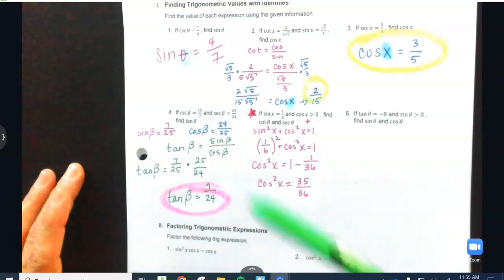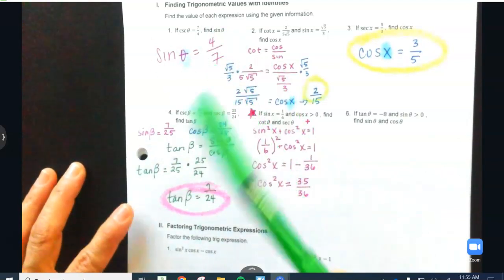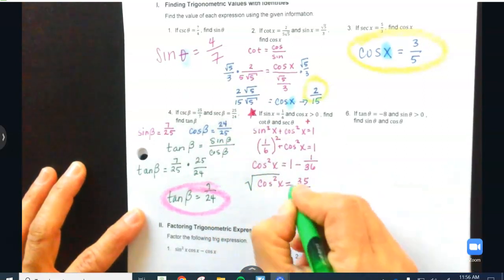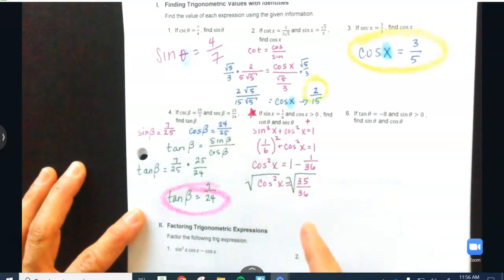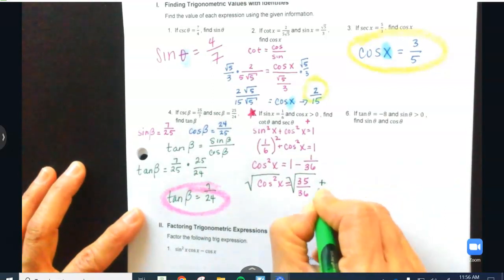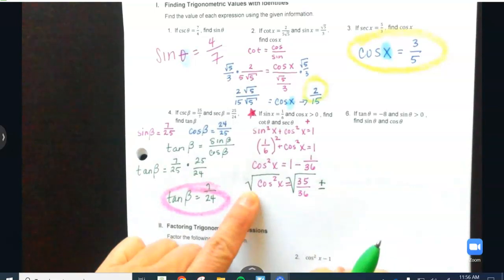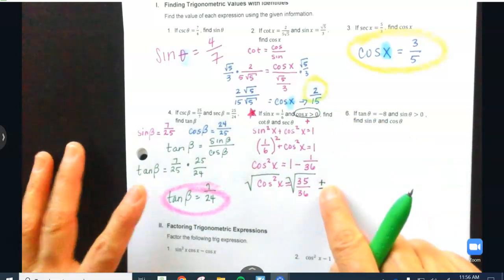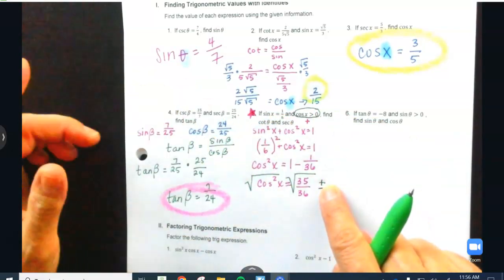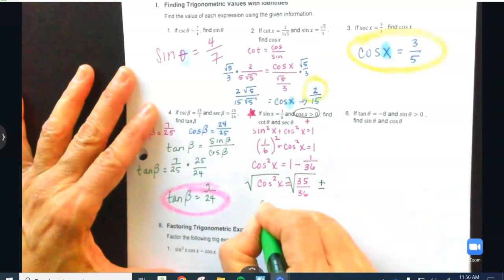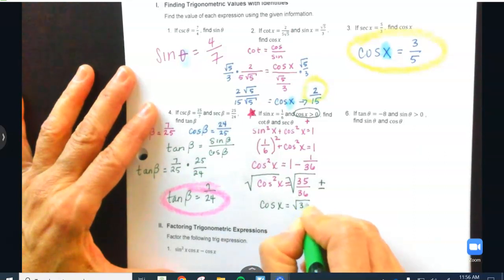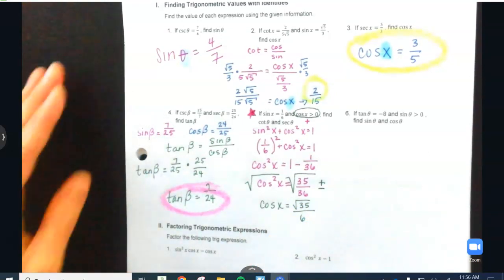So what we're going to do is take our pencil or our pen and draw a square root symbol. And remember, what do you draw when you draw a square root symbol? You should be thinking in your head plus minus, plus minus, plus minus. That is correct. You do draw that when you draw one of these. However, we're kind of off the hook for the plus minus because remember, it was given to us that cosine is positive. So cosine of x is just going to be positive root 35 over 6.